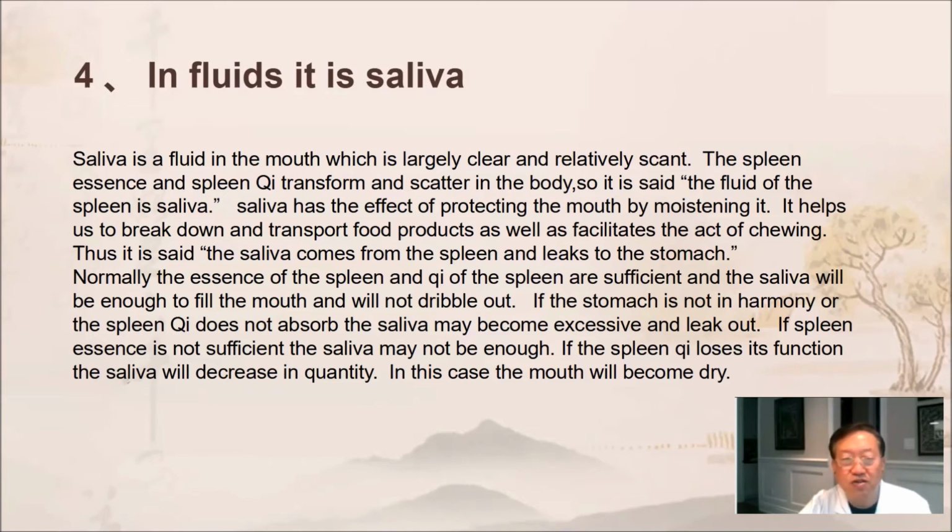Normally, the essence of the spleen and qi of the spleen are sufficient, and the saliva will be enough to fill the mouth and not dribble out. If the stomach is not in harmony or the spleen qi does not absorb, the saliva may become excessive and leak out.